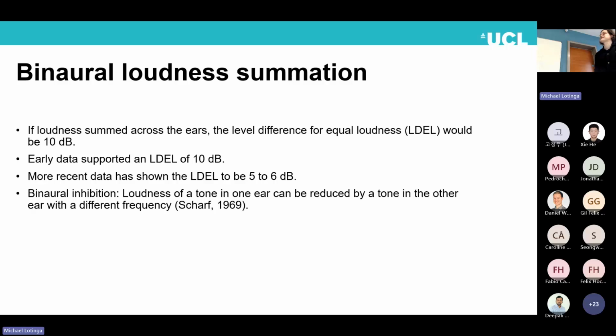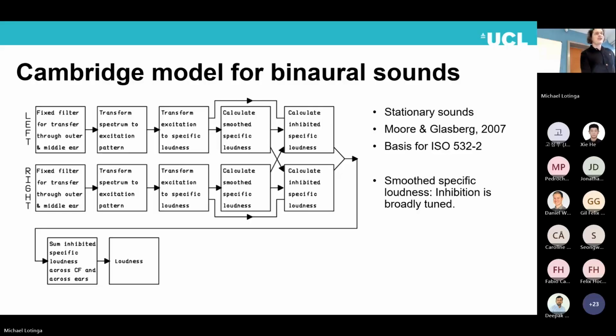However, newer research has shown that the level difference is more like 5 to 6 decibels. And this can be explained by some inhibition between the two ears. So if you present a sound on the right ear, that inhibits the loudness on the left ear before it is then summed across both ears. So the two ears reduce the loudness at each ear, but then they sum up again. So the level difference for equal loudness is not 10 decibels, but rather 5 to 6 decibels, or a factor of 1.5 in loudness, not 2. And this was also incorporated by the Cambridge model for binaural sounds.